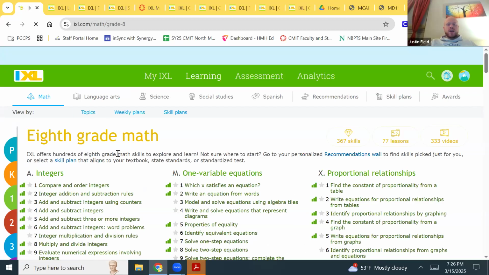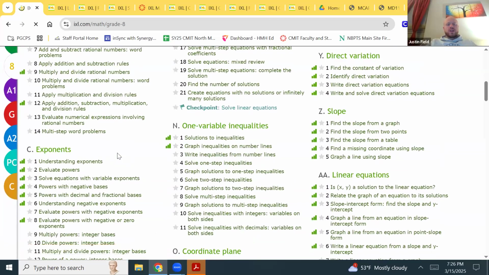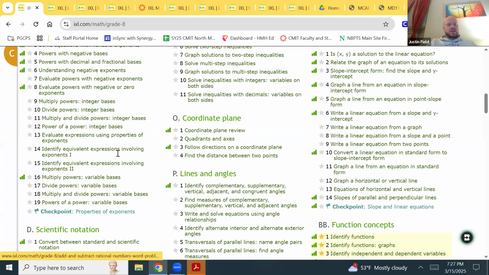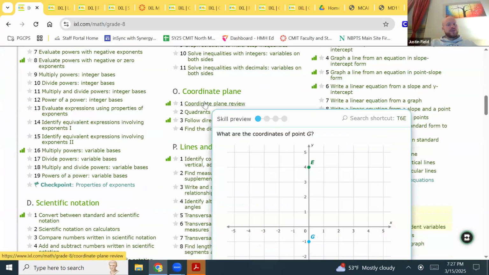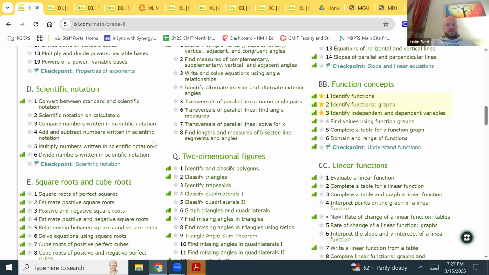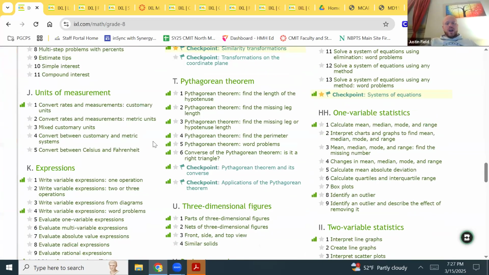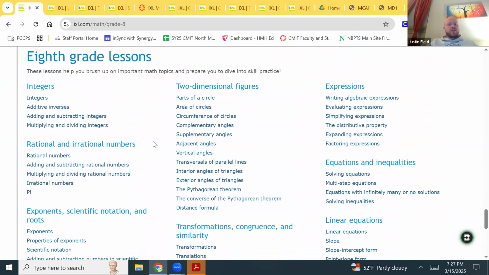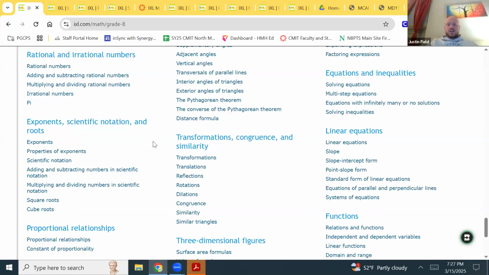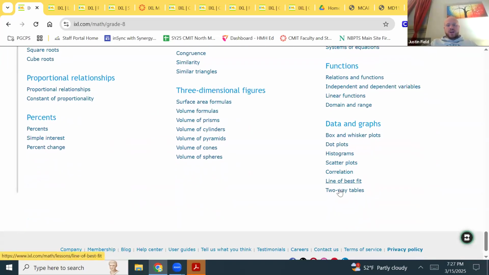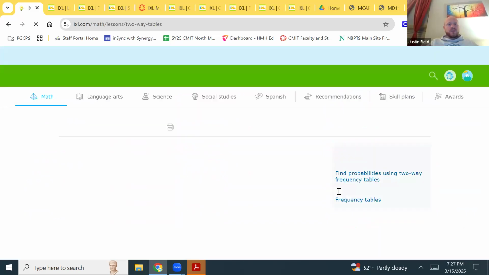Okay, so here is our 8th grade math. One thing that I really like about IXL is it goes back. Look, coordinate plane review. That's not 8th grade, but it is needed to do the other things. So your prior knowledge skills are here too. And then if you scroll all the way down, you have all these study guides. We're going to do two-way tables right now, and there's a study guide for two-way tables.